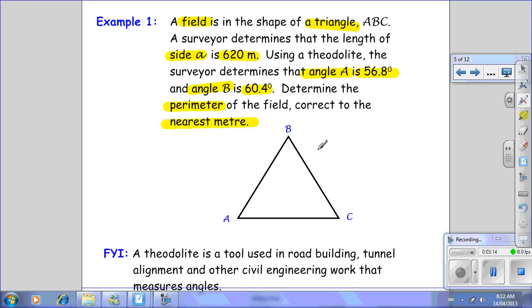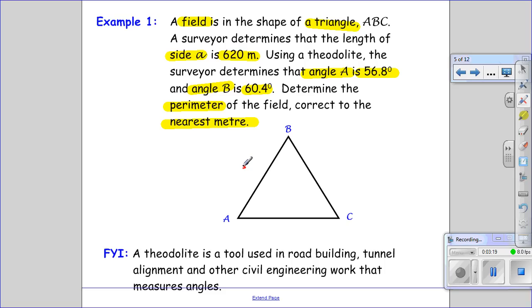That's a useful piece of information that I can put on my diagram if my pen was going to work for me right now, which apparently is being glitchy. So we'll try that another way. 620 meters. Because of course the picture's worth 1,000 words and it's going to make life a lot easier for us to solve. Okay. The angle A is 56.8 degrees, so we're going to add that in. Sorry guys, this is not very neat. The pen decided it doesn't want to work for me again. And angle B is 60.4.